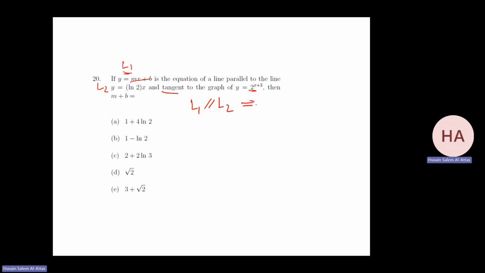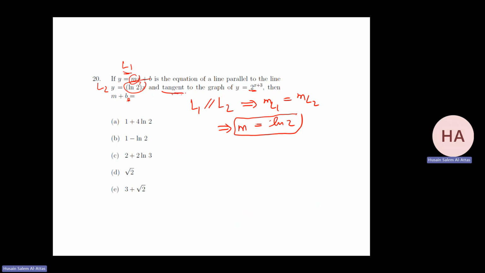That means the slope of L1 equal the slope of L2. And that means, what is the slope of L1? m. And what is the slope of L2? ln 2. That will be m is equal to ln 2. This is my first step. Okay, we get m. Now we need to get b, because I want b also. Okay, so use the second statement.